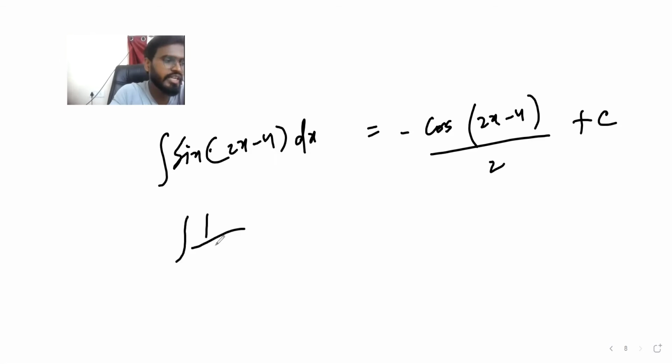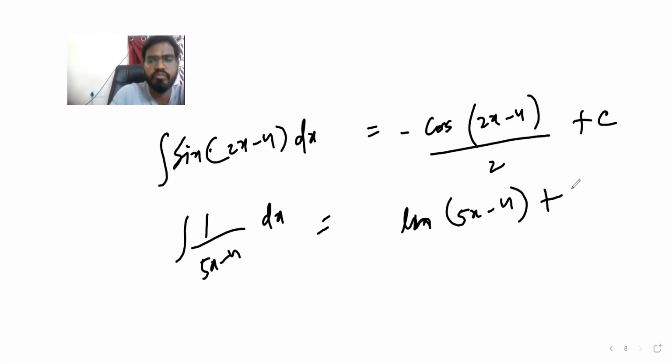Let's see, integrate 1 by 5x minus 4 dx. So 5x minus 4, that we have. So we can say ultimately ln of 5x minus 4, plus c, divided by 5. That 5 is important, the 5 with x. So these things we will do in integration.